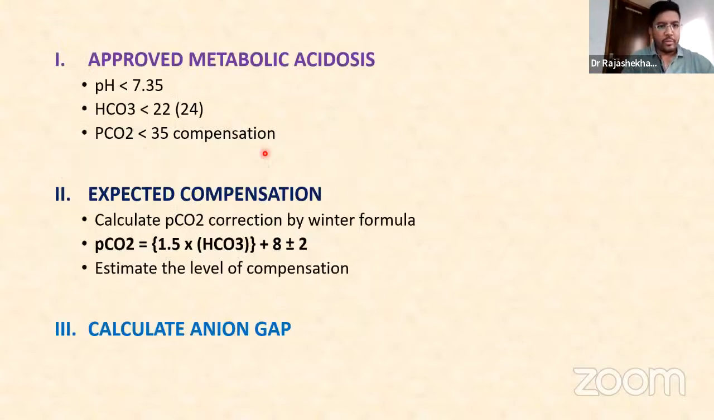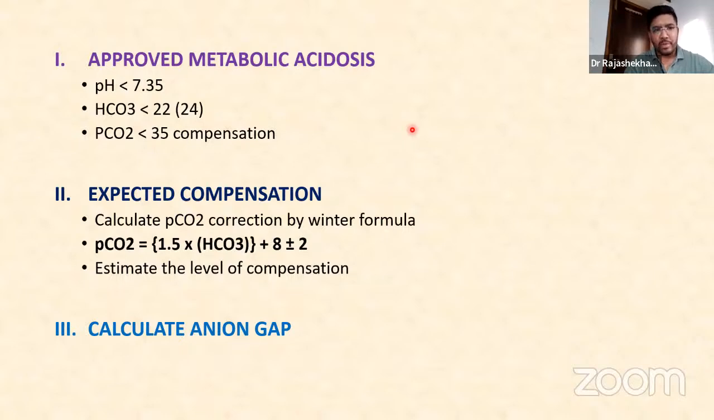Whenever we have a metabolic acidosis, our pH usually goes below 7.35, our bicarbonate goes below 22 (normally 24), and carbon dioxide excretion increases, so it goes below 35 as a compensation. This is just an example here, not a true value. So the pH decreases, the bicarbonate decreases, and the carbon dioxide decreases in case of metabolic acidosis.